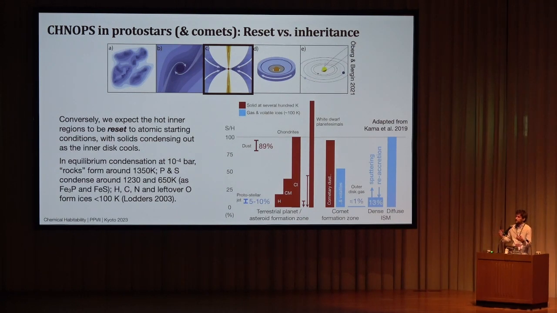And this mix between inheritance and reset, where exactly this dividing line lies in other disks, is a very important question.